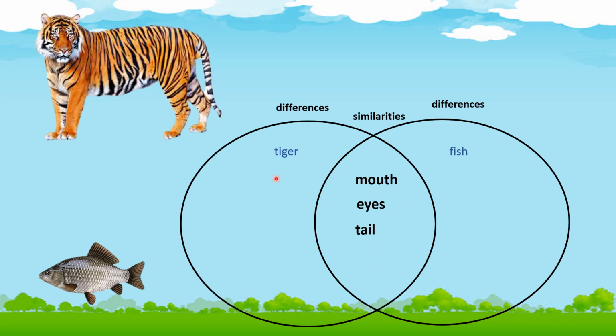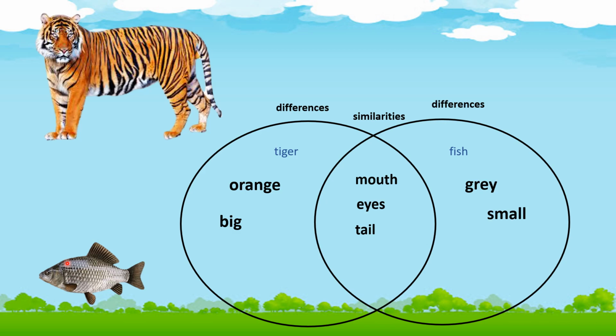We will write now the differences. Okay, so how are the tiger and the fish different? Do they have the same size? No. Do they have the same color? No. The tiger is orange while the fish is gray. Excellent. Now, do they have the same size? Of course not. The tiger is big while the fish is small.